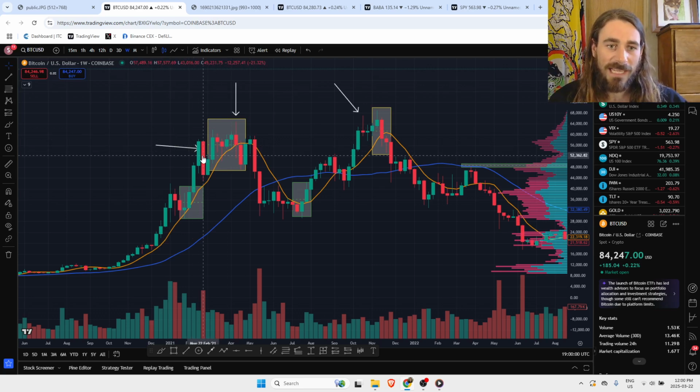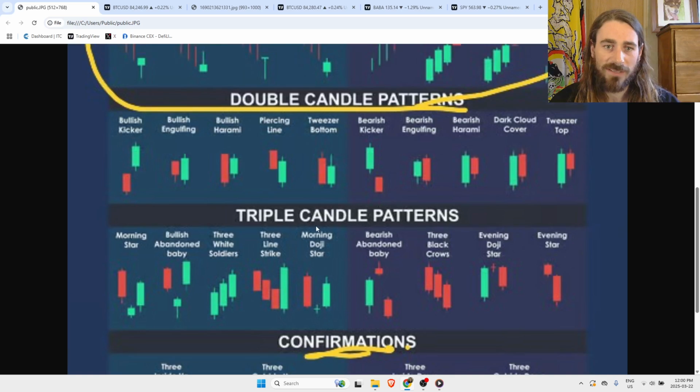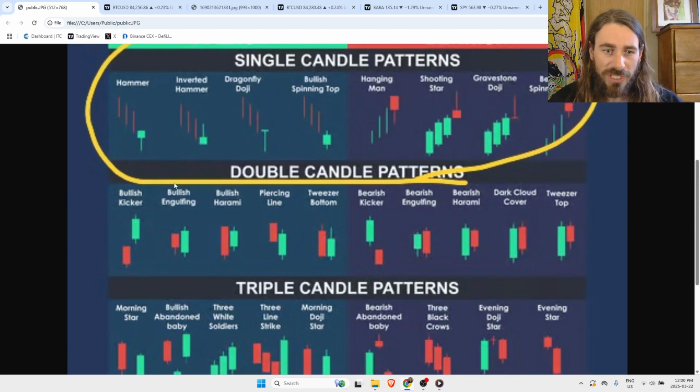We see right here, this is a bearish engulfing candle. So that's another one I want to talk to you guys a lot about. We see bullish engulfing here, and we see bearish engulfing here.